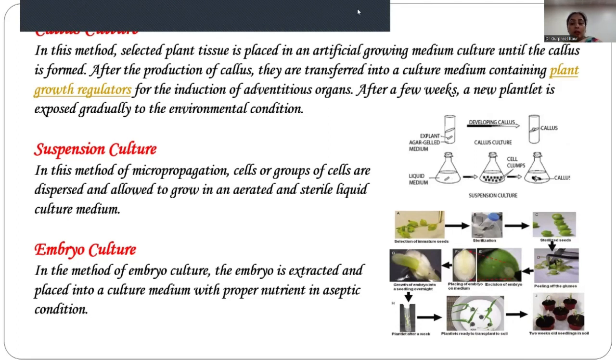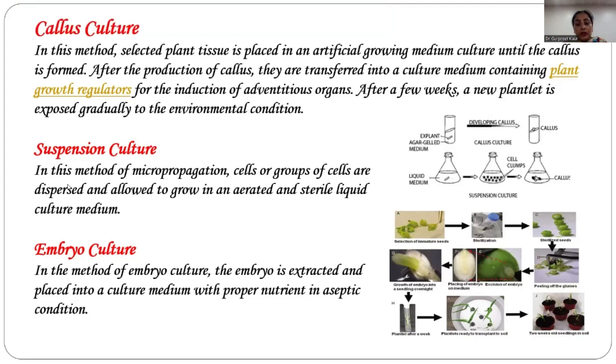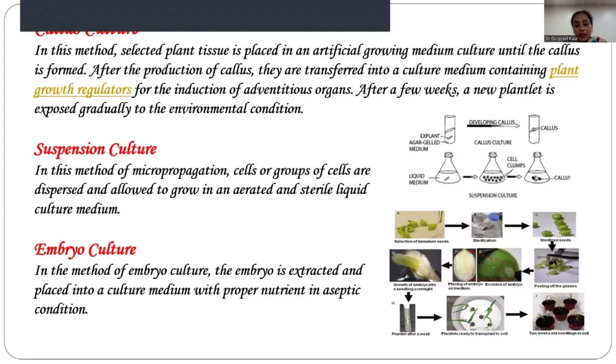Suspension culture means we are growing the plants in liquid medium. That is, the cells or the groups of cells are dispersed and allowed to grow in an aerated, sterile liquid, which is the culture liquid. This culture liquid is most probably the MS medium, that is Murashige and Skoog medium. It contains the antibiotics, the sugars, the auxins, the cytokinins. That is, we are giving them a well-prepared medium in which the plants can grow.